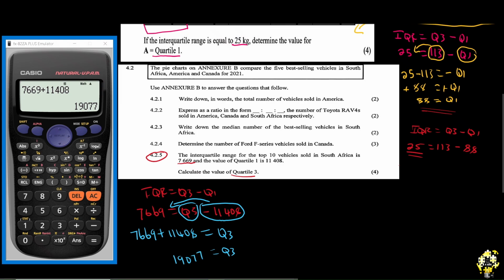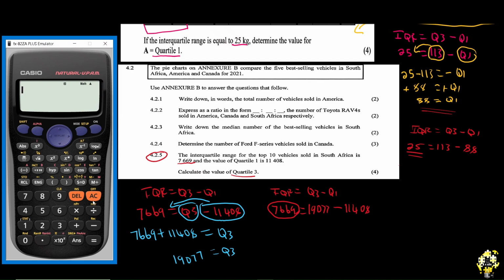you're going to get 19077. Is this correct? We can't move until we have proved, is this accurate? Right, so we had IQR, which was Q3 subtracting Q1. IQR was 7669 is equal to Q3, which we have found to be 19,077 minus what was given to us as 11,408. We are proving this number that it is by itself, whether it's true indeed. So let's say 19077 minus 11408. Yes, indeed, it is 7669.